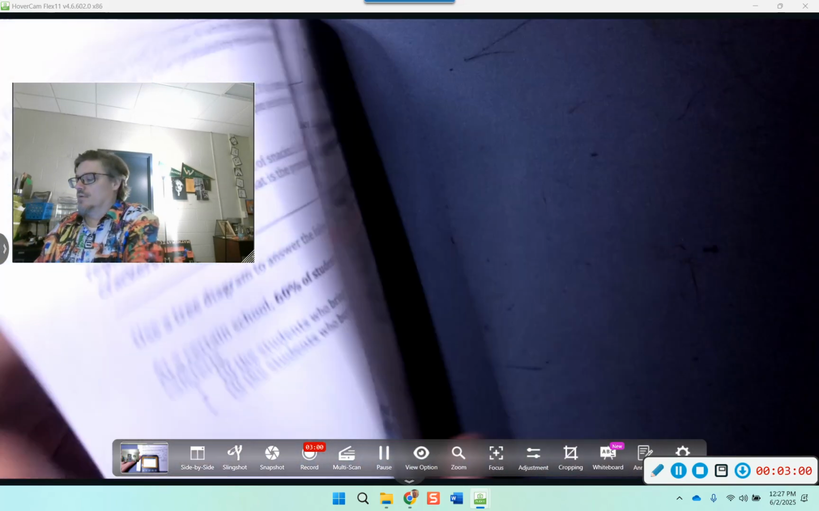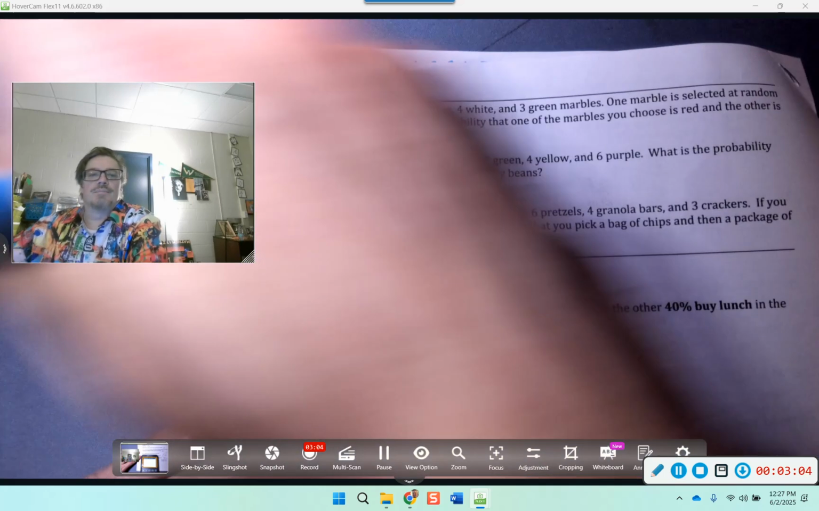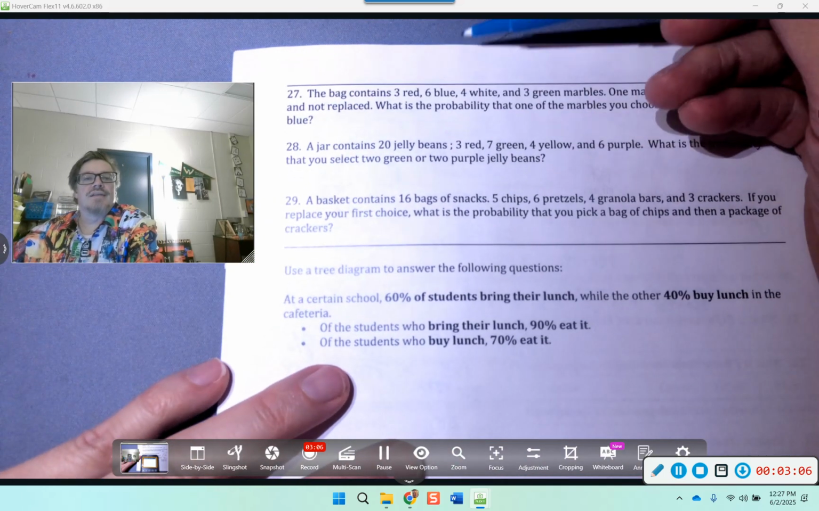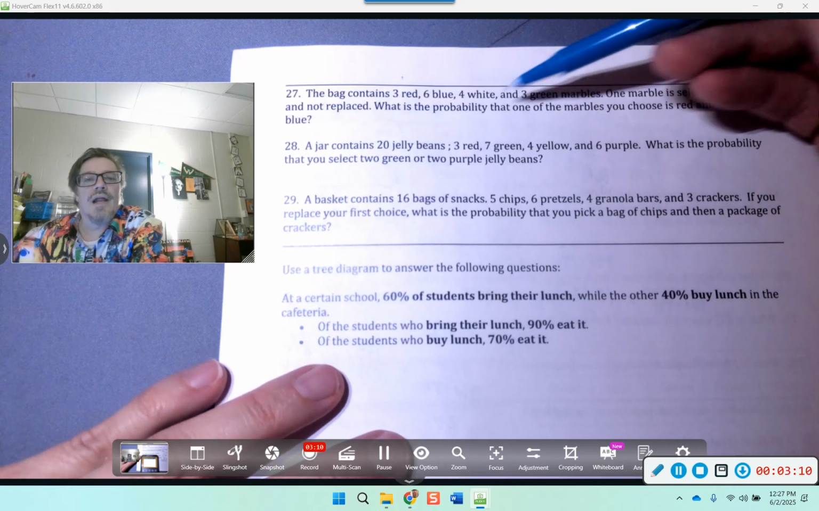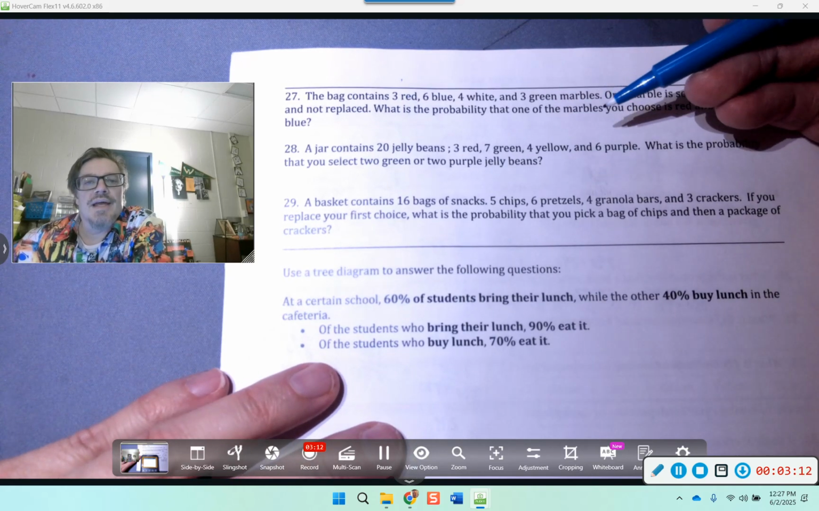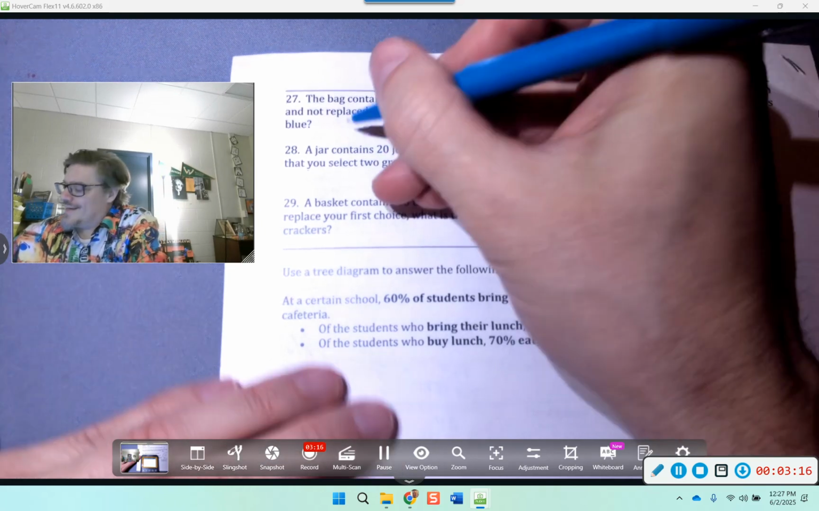All right, so moving along here. Okay, this looks like some basic marble stuff. The bag contains 3, 6, 4, 3. What does that add up to? 9, 13, 16. Yeah, 16. So we've got 16 total.